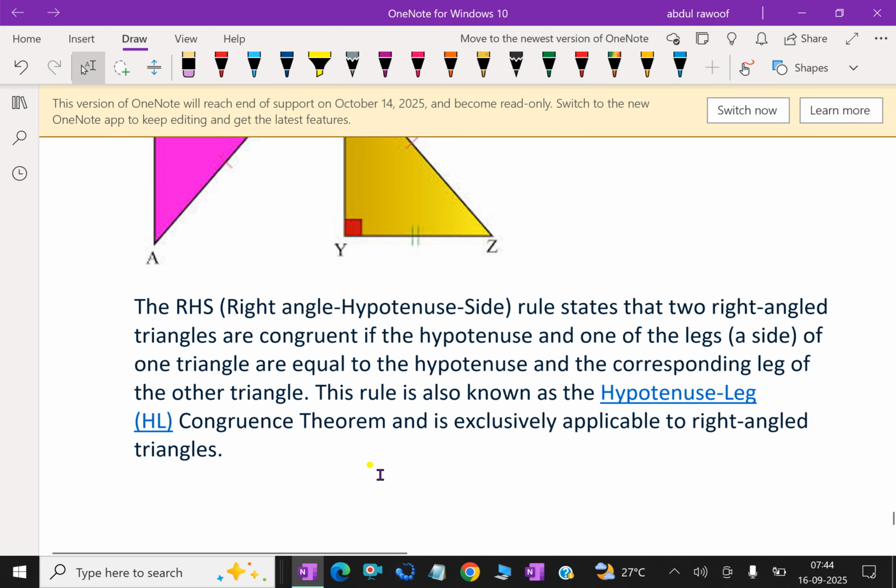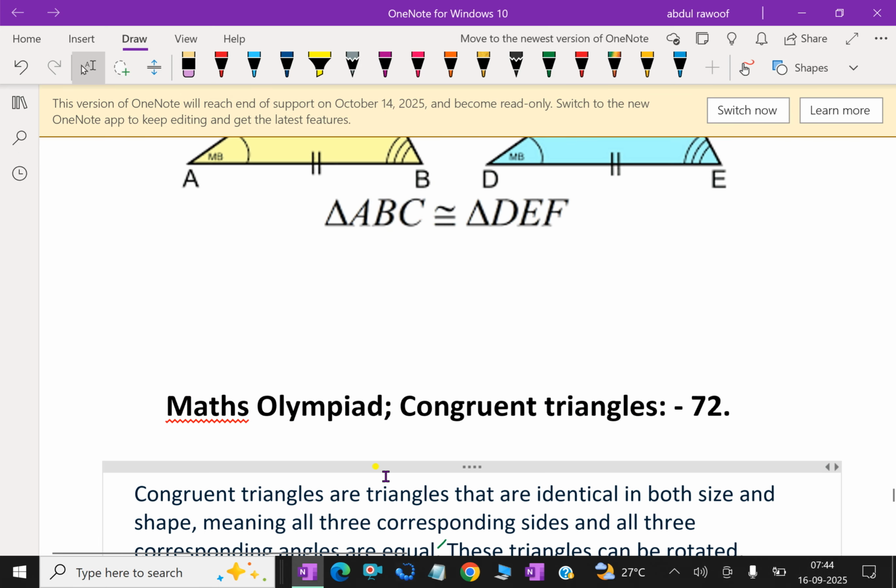So far, we discussed the congruent triangles. We have done.